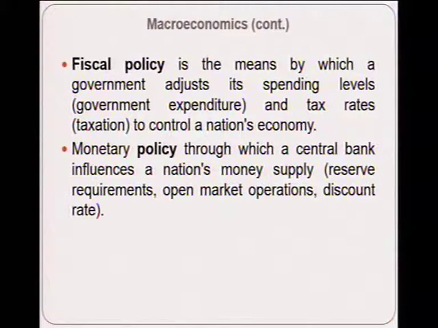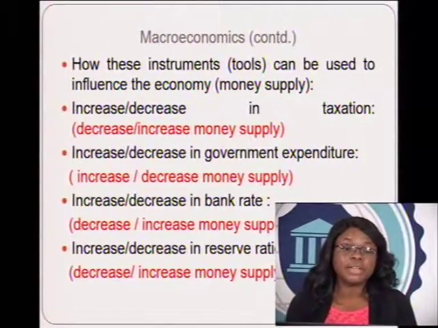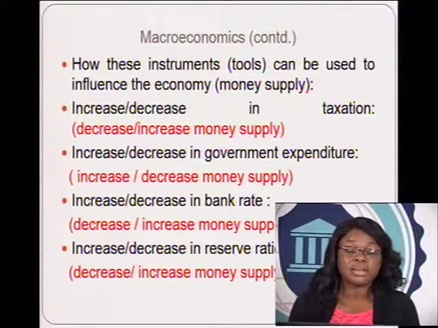Monetary policy, on the other hand, is done through the central bank, in other words, the Bank of Namibia, and how it can influence the nation's money supply. In other words, monetary policy is carried out through the central bank to influence money supply. And how do they do this? They do this through reserve requirements for the banks, open market operations, and the discount rate. Let's quickly have a look at how these tools or instruments can be used to influence the economy, in other words, money supply.